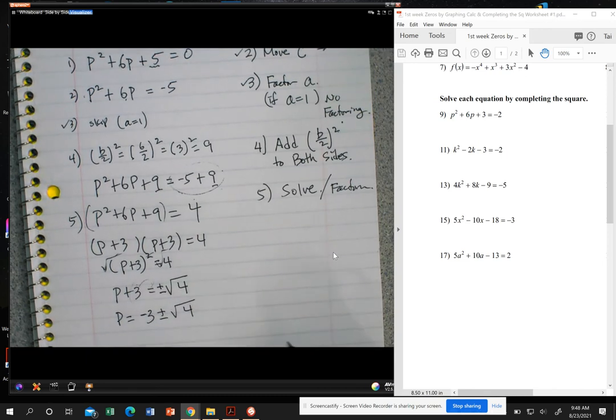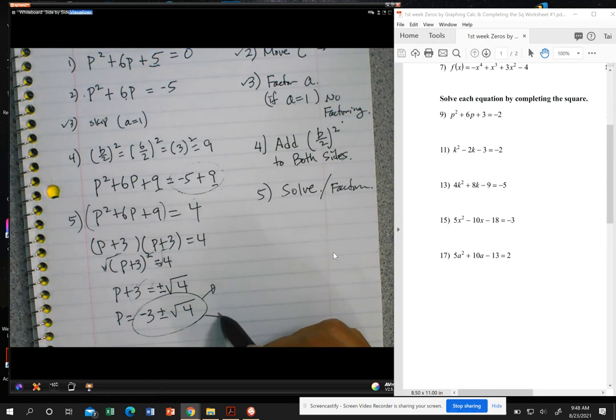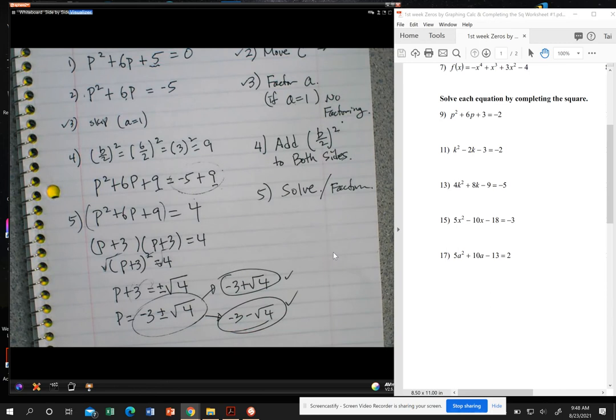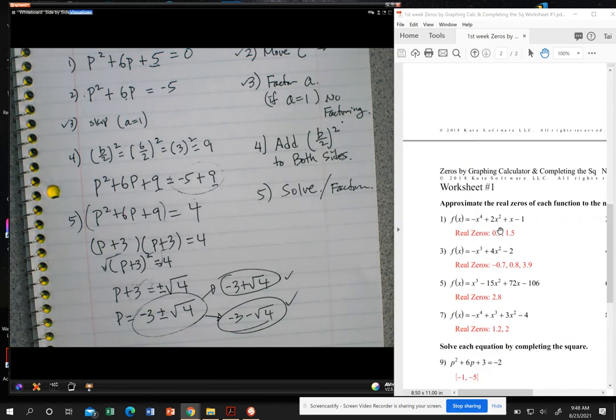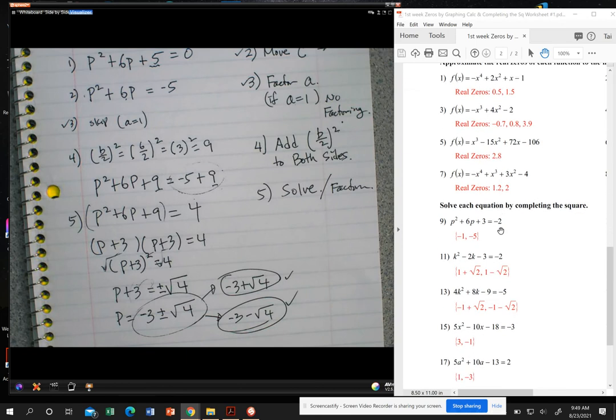How many solutions do you have? 2. You have 2 solutions. One of them is negative 3 plus square root of 4, your first solution. Your second solution is negative 3 minus square root of 4. These are the solutions that we have. Let's check to see if this is correct. Remember I gave you all the solutions, right?